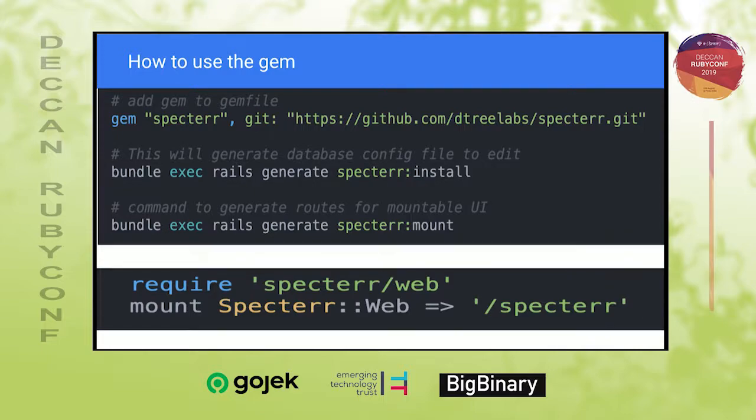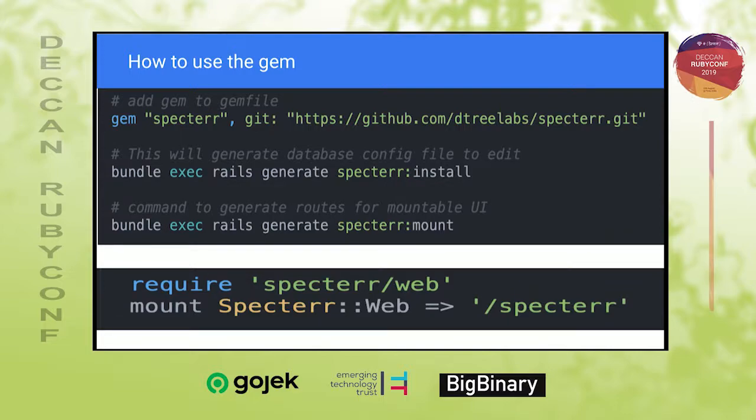Usage of the gem is fairly simple. You need to have the gem mentioned in the Gemfile. The gem is currently served via GitHub. There are certain generators inside the gem. The first generator is for the database YAML file. This will give you a default file equivalent to your database YAML file. You need to modify it so that you have a choice of which database you want to store the errors in. The next generator is for the mounted part.